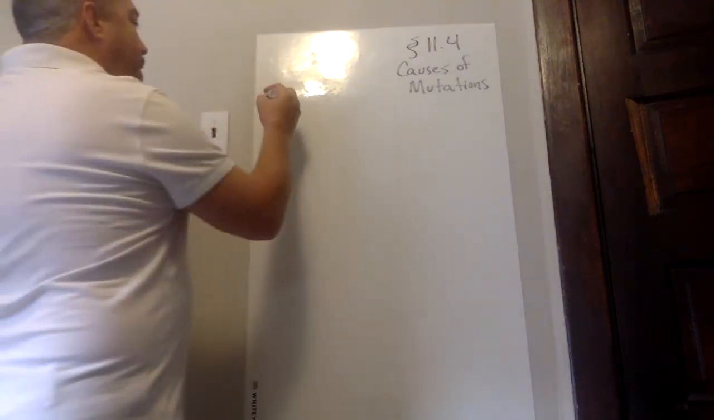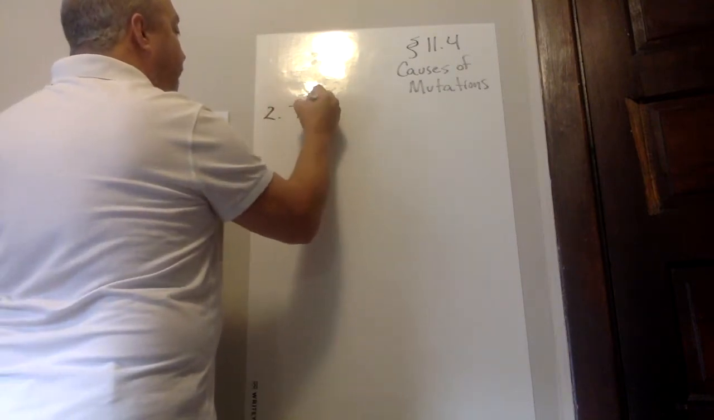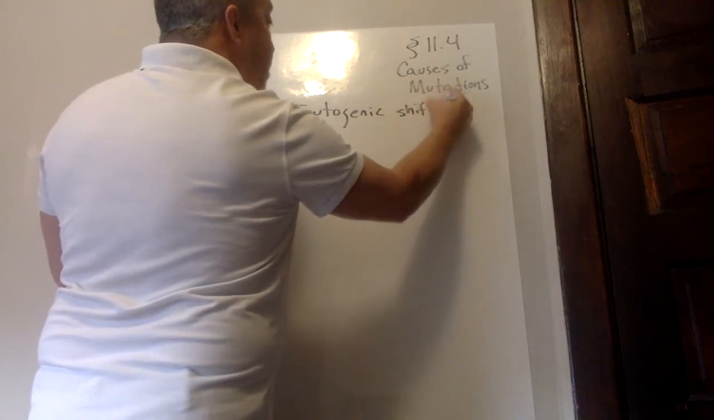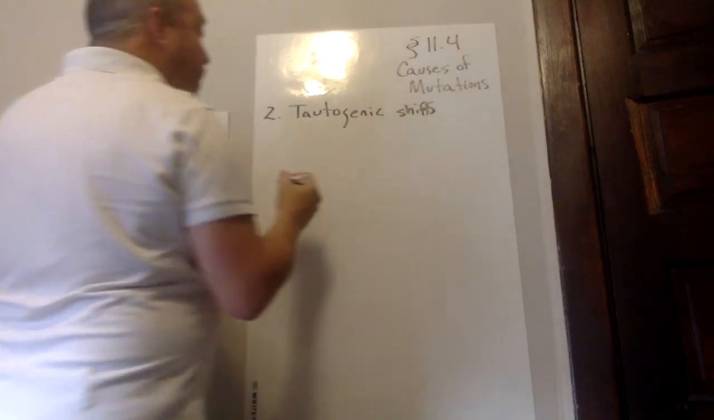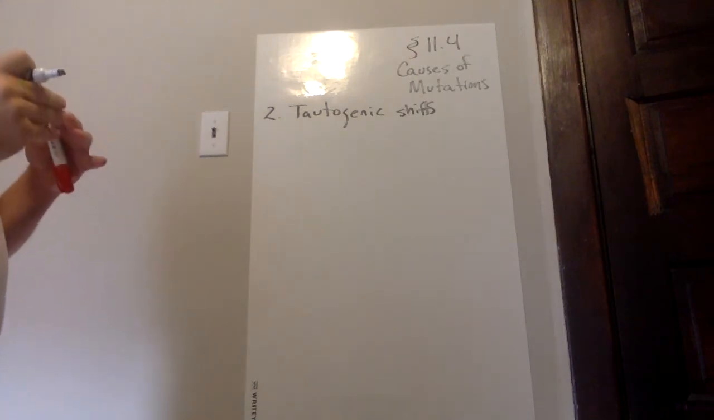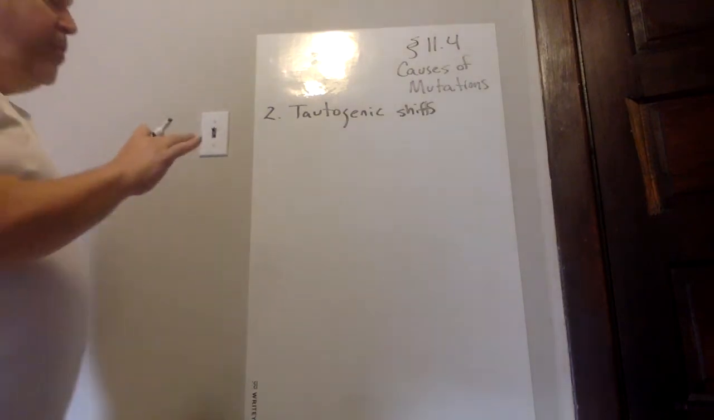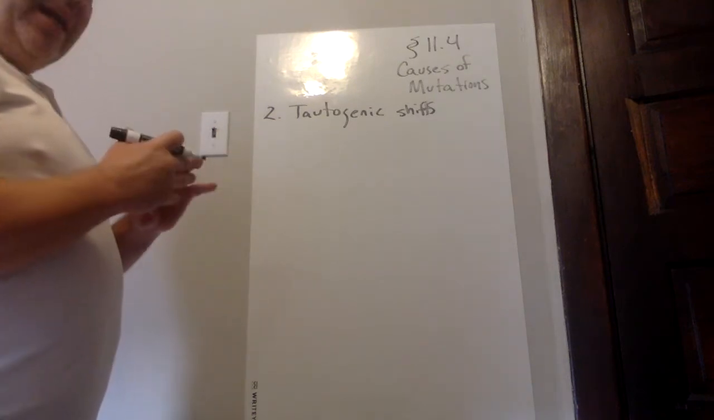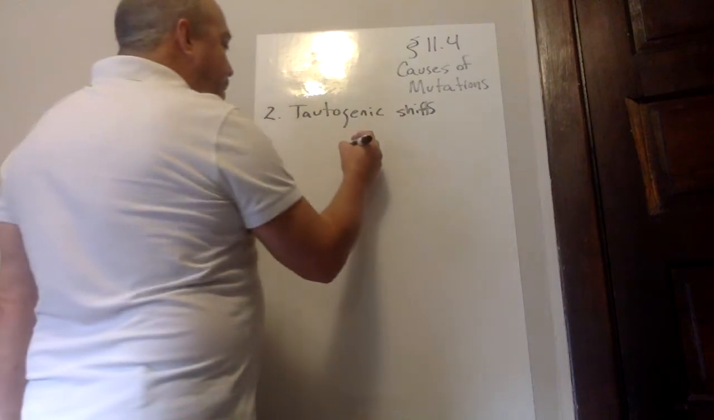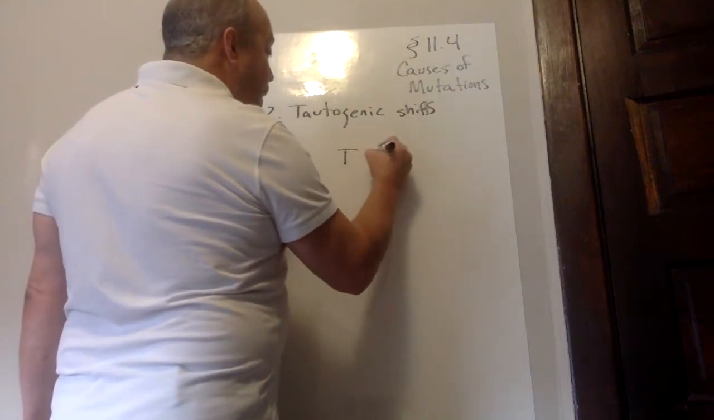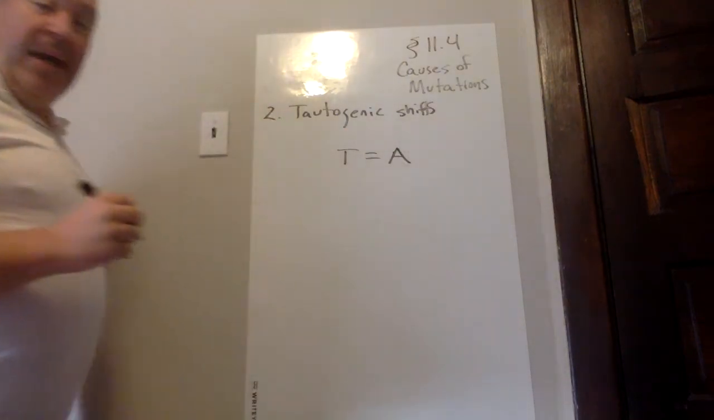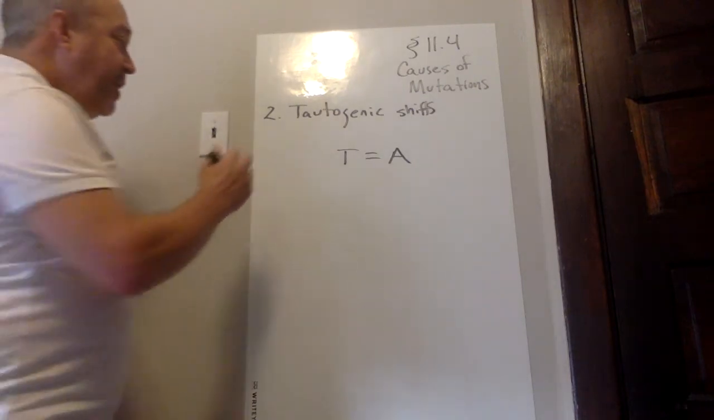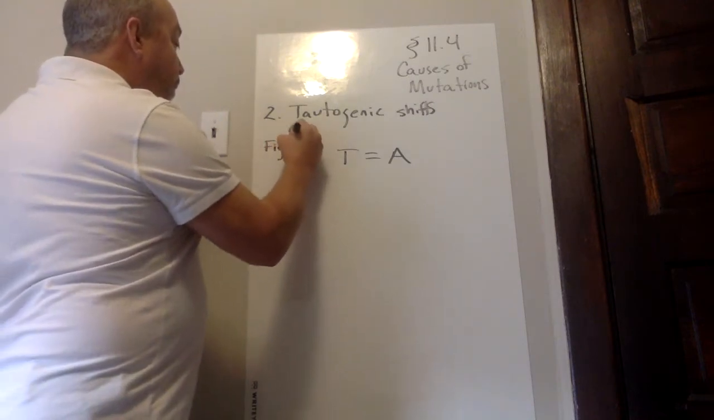We can just have errors in replication. We can also have what are called tautogenic shifts. This is when the complementary base pairings, if you don't have the right orientation of a particular base, can actually cause a different pairing. As we know, T will typically make a double bond with A, so thymine and adenine. And you can see this in figure 11.5.